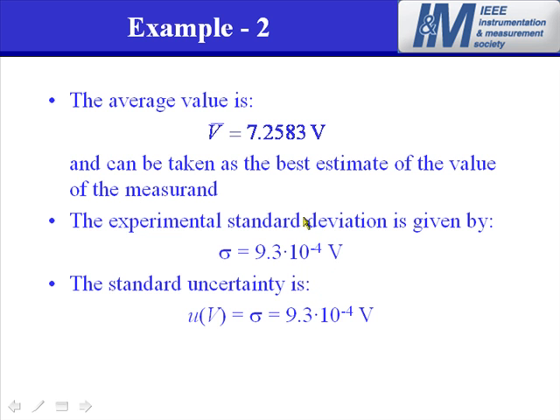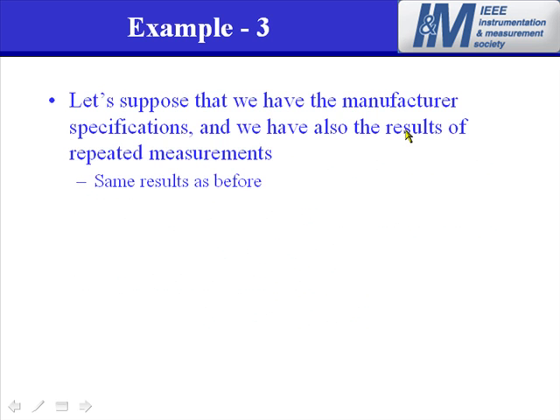So, let's now make a further step, and let's suppose that we have the manufacturer specifications and we have also the results of repeated measurements. Let's also suppose that the numerical results are the same as in the previous examples. It is quite immediate to suppose that the final uncertainty might depend on the experimental dispersion of the measurement results and on the instrument features that are expressed by the manufacturer's specifications.